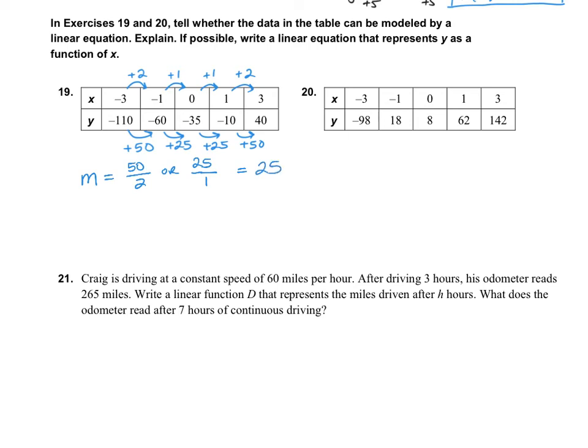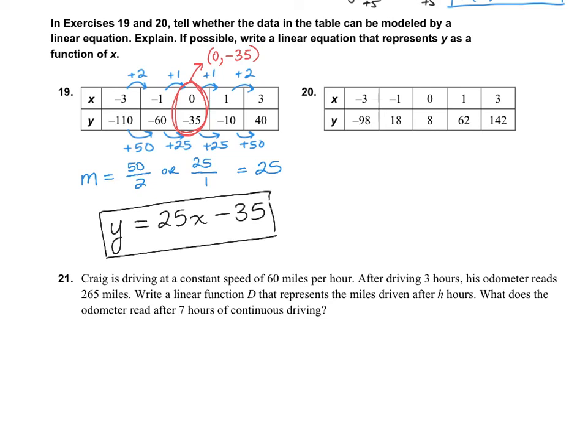Now to write my equation, I need to find my y-intercept. Fortunately, they gave it to us right here. Anytime you have x equals 0, that number, in this case negative 35, is your y-intercept. So my answer is y equals 25x minus 35. 25 is my slope, negative 35 is my y-intercept.